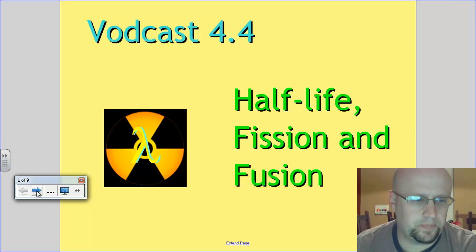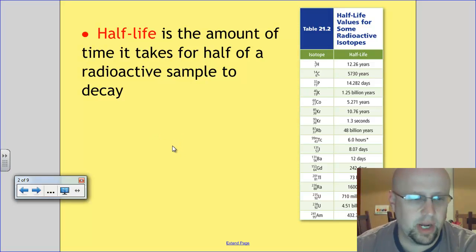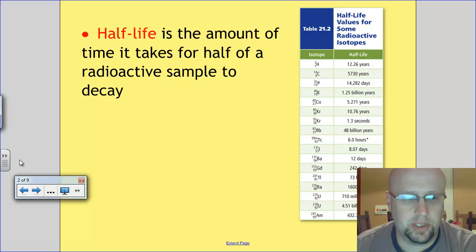So let's get going. First off, what half-life is: half-life is how long it takes for half of a radioactive sample to decay. We talked about what radioactivity was in the last vodcast, that when we talk about radiation or radioactivity, it means that there's an unstable nucleus and it's trying to make itself more stable by getting rid of something, an alpha particle, a beta particle, some energy, whatever that is. So half-life is how long it takes a given sample to decay to basically half of itself.